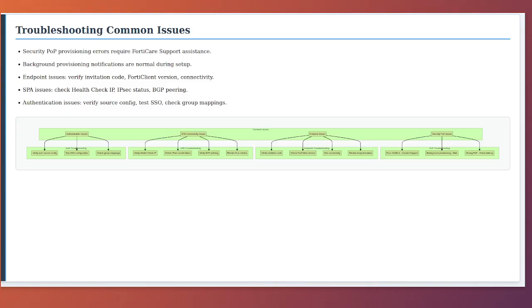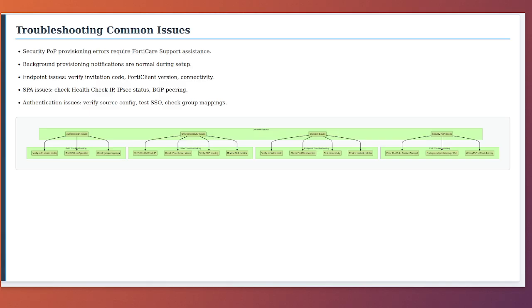For endpoint connection issues, verify that the endpoint has the correct invitation code. Check that FortiClient is the correct version and properly installed. Ensure the endpoint has internet connectivity and can reach FortiSASE services. Review the endpoint management status in FortiSASE to see if the endpoint is registered.